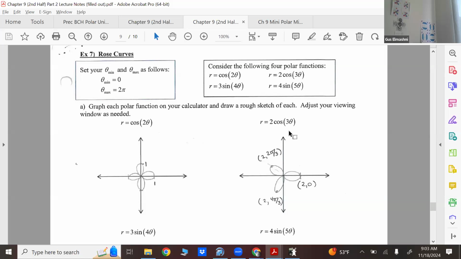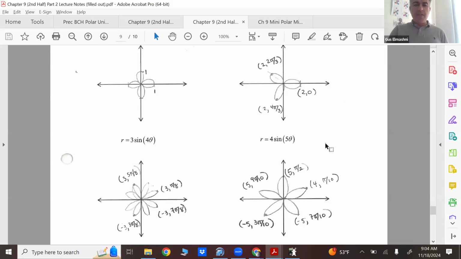Now if you have an even number in front of theta, the number of petals will be doubled. So if you have 2 theta, you have 4 petals. If you have 6 theta, you have 12 petals. If you have 10 theta, you have 20 petals, and so forth. But if I have 7 in front of theta, 7 petals. 5 in front of theta, 5 petals. So keep that in mind. I think that's a pretty easy observation. Look at r equals 3 sine 4 theta. How many petals do I have there? 8. But look at 4 sine 5 theta. I have 5 petals.